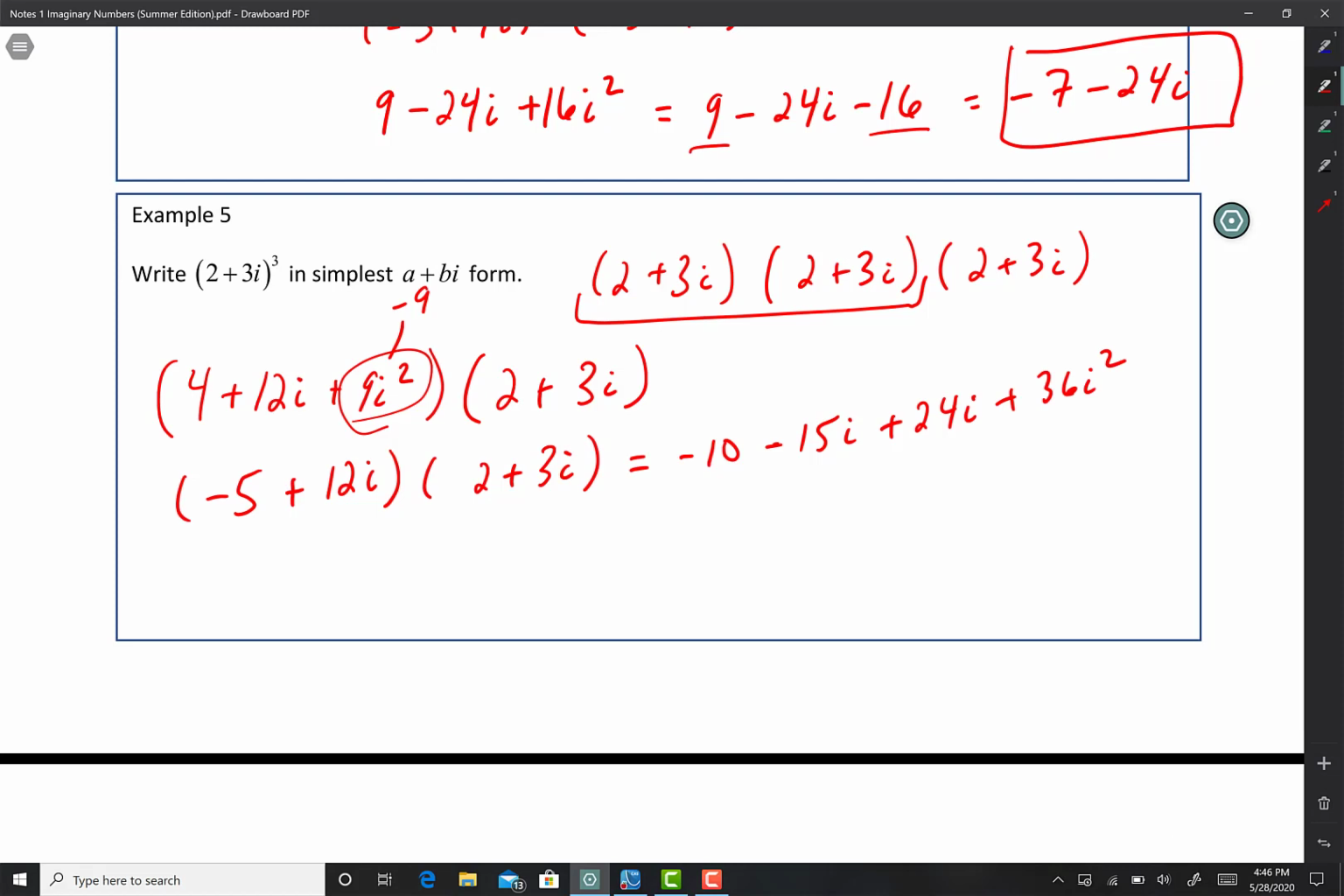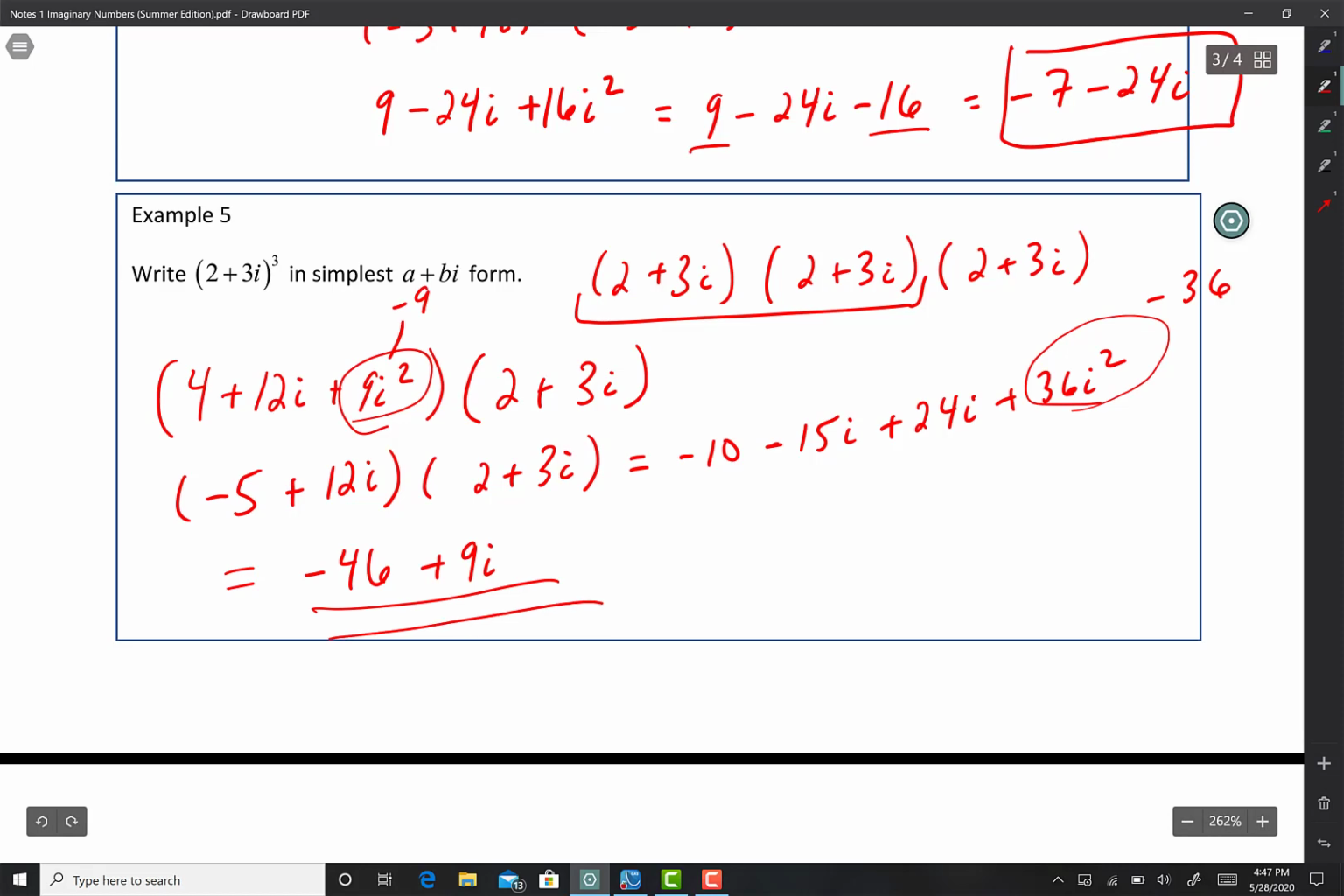Okay, hopefully everything made sense to you guys. Are we still good? I can't hear you guys, so I'm not sure. If we're not good, please pause it. So combine like terms, and I'm going to turn that 36i squared into a negative 36. Negative 10 minus 36 is negative 46, because when they're the same sign you just add them up and keep the negative. Then the difference between 15 and 24 is 9, and 24 is larger, so it's a positive 9. So plus 9i. And there it is. If I did everything correctly, that should be the right answer.